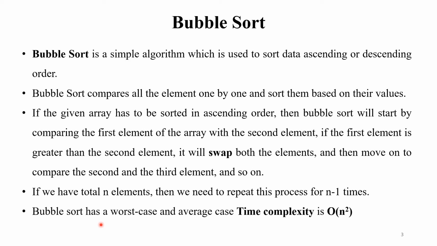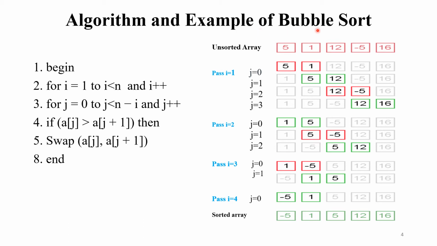Next, bubble sort has a worst case and average case complexity of big O n square. Algorithm and example of bubble sort. In bubble sort, we sort an array in ascending or descending order. But in this example, we sort the array in ascending order. So here our array size is 5. Means value of n is 5. 1, 2, 3, 4, 5. Here we enter 5 elements.